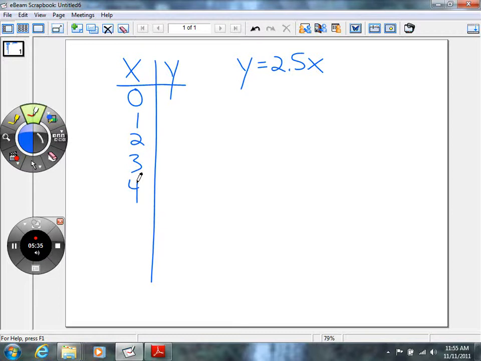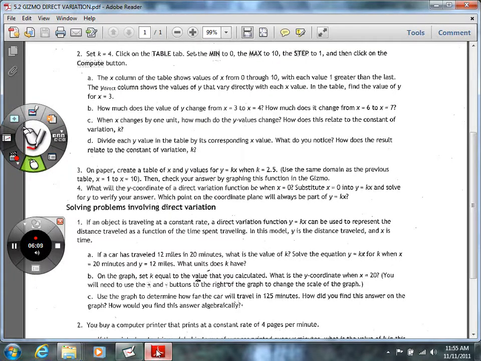And let's see, what does it say? It says, see what you get when you plug them in. Do it by hand and see what you get when you plug them into the Gizmo to see if it's the same. So plug in a 1, you should get 2.5 times 1, so 2.5. When you plug in a 2, you're taking 2 times 2.5, which should be 5, and so on. You should have a data table here of all the values that you should use to check in the Gizmo. All right. Back to this.